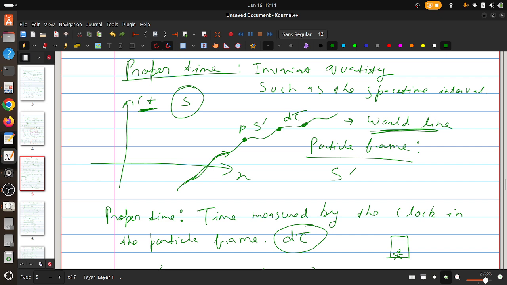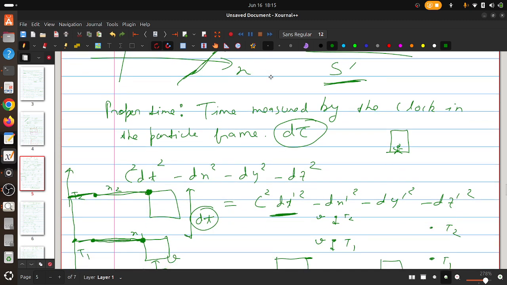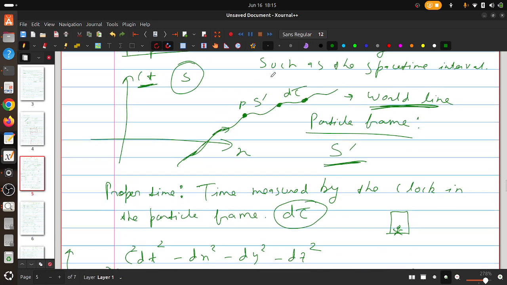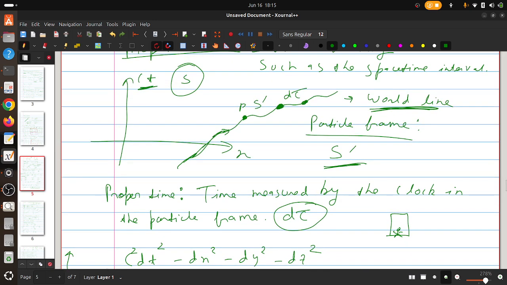And we are saying that the particle also has a frame, which I am representing as the S prime frame. The S frame is the frame in which we see the particle moving, and when you go to that particle, that frame is the S prime frame. So what is the proper time here? Proper time is the time measured by the clock in the particle frame. Let's say that when the particle goes through this point and this point, there will be some time elapsed on the particle's clock. That time elapsed is called the proper time d tau.